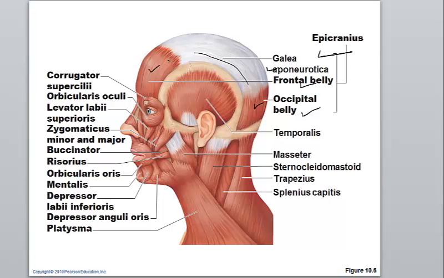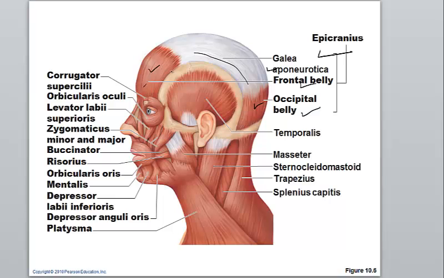What happens is, if you contract the frontal one, the skin is pulled closer, which means you're going to have wrinkles on your forehead. Then when you're done wrinkling your forehead, the occipital pulls back and now everything is fine. The scalp moves backward to its normal position. That is basically what you're going to see in the epicranius, also called the occipitofrontalis muscle. It pulls the scalp forward and backward. That is its only function.